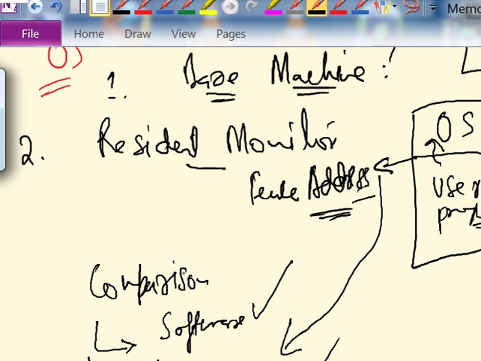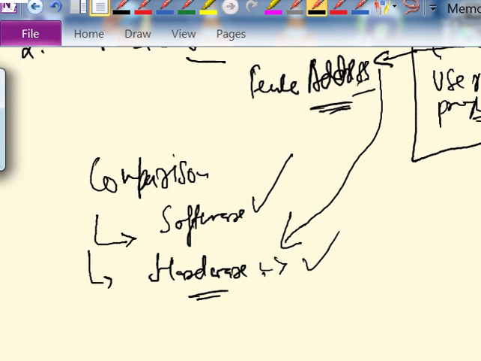I didn't hear, so what should be of hardware? Of hardware and software. What we do is we put the comparison logic in hardware. But we put the fence address itself in a register called the fence register. This is my fence register, which has the fence address. But the other thing, the comparison logic, is in what? Hardware.